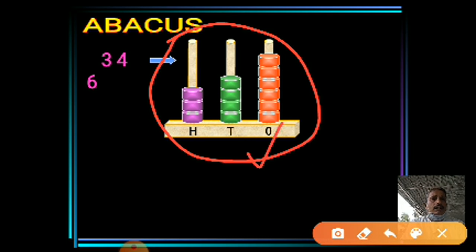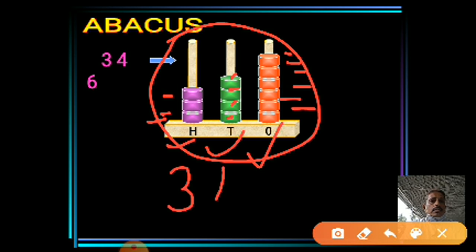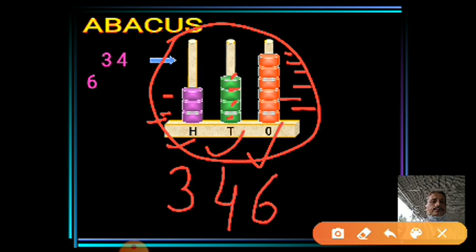In the ones place there are 6 beads: 1, 2, 3, 4, 5, 6. In the tens strip there are 4 beads: 1, 2, 3, 4 beads are there. In the 100 place there are 3 beads: 1, 2, 3 beads, or you can use a diamond or a square or whatever you want to use. Clear? So from the picture you can get a clear idea of 346.